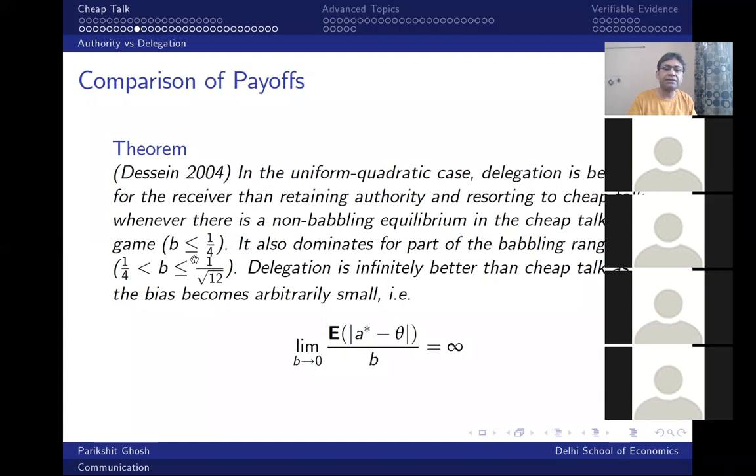And Dessein extends this result from the uniform quadratic case to more general preferences where the preferences are distance-based or metric-based, meaning the difference between the ideal action and the action chosen is the only thing that matters. That gap is the only thing that matters. So it could be the square of that, it could be the cube of that, or some higher power, or some kind of general polynomial, what have you. As long as you can express everything in terms of that gap, then these results go through. And in particular Dessein shows that for very small biases, delegation will be infinitely better. So the ratio between this gap and the bias factor b will be infinity. So if you want to play the cheap talk game, the disutility will be infinitely higher. That's the result over there.